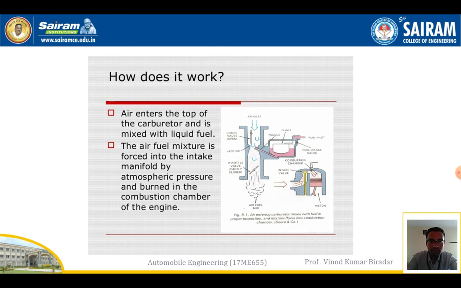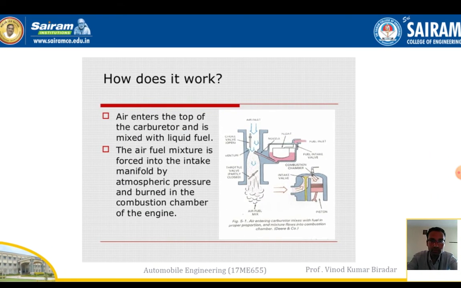So how does it work? I will explain here. Normally it contains a number of parts. Air enters the top of the carburetor and is mixed with liquid fuel coming from the fuel tank. The air-fuel mixture is then forced into the intake manifold by atmospheric pressure and burns in the combustion chamber of the engine. On one side, atmospheric air enters after the filter, and on the other side the fuel tank supplies the fuel. Both mix at the venturi stage, then pass to the engine.